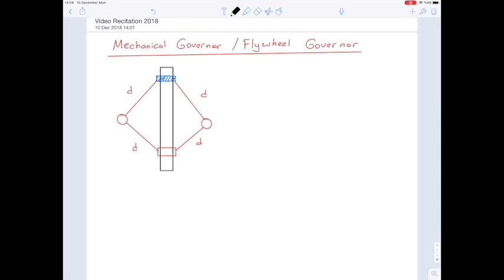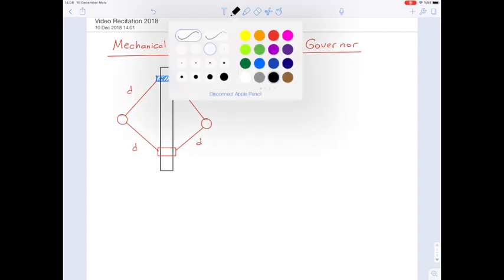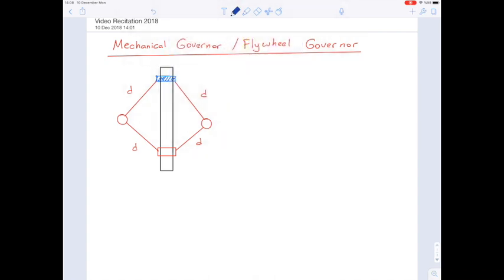Okay, let's study the important problem of a mechanical governor, or flywheel governor, or fly ball governor. So this is basically a mechanism which can regulate the speed of an engine. So in this case, the mechanism that you see here is rotated with some frequency capital omega.